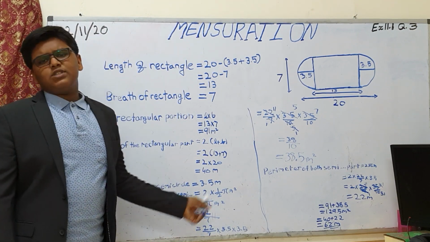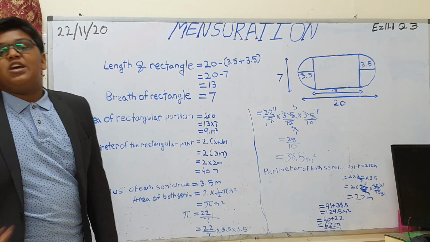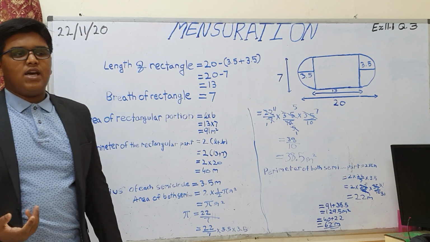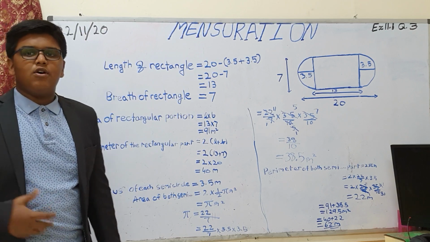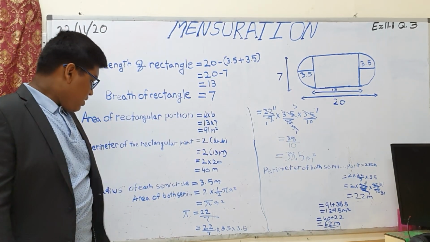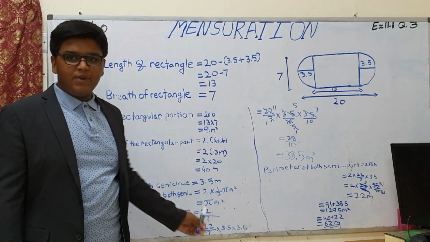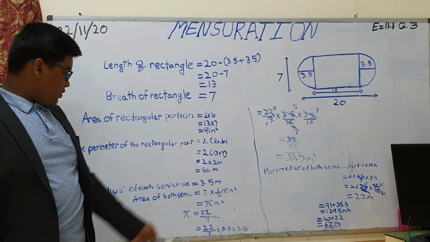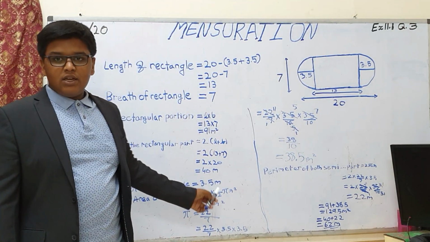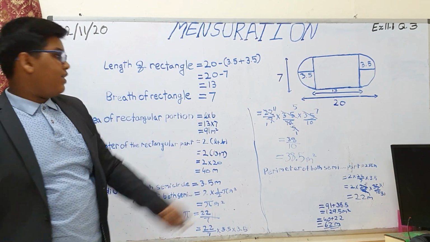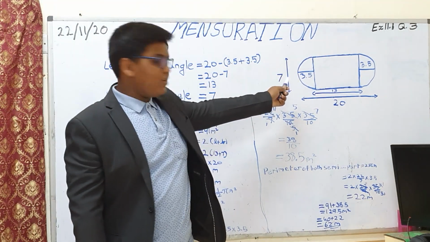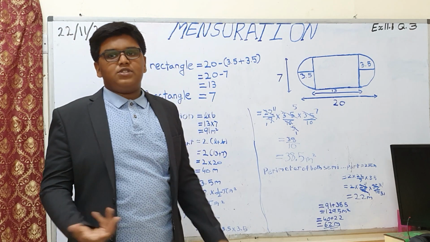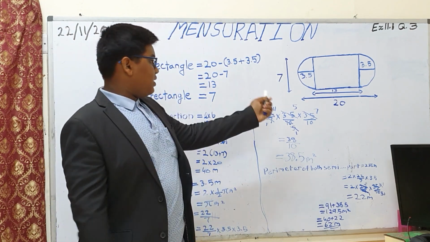Okay, now what is pi r square? What is pi first of all? Pi is actually the value of 22 by 7, which I have written here, 22 by 7. Now what we have to do is the radius. What is the radius? The radius is 3.5, because what is radius first of all? Radius is the half of a circle.